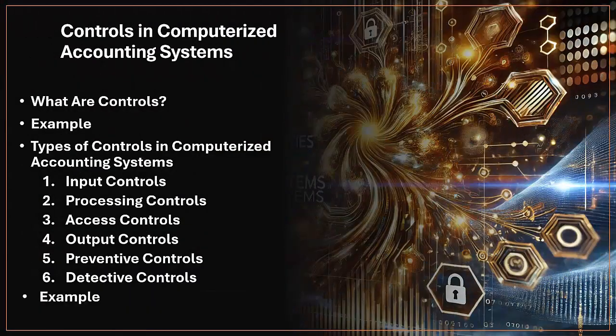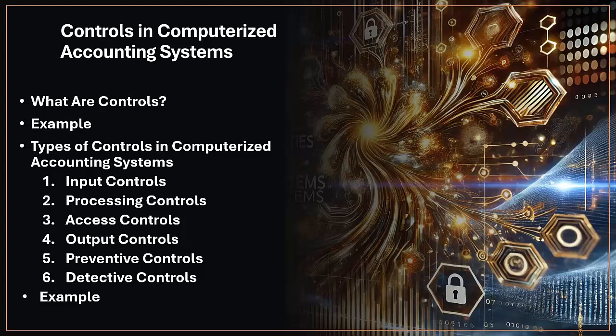Controls in computerized accounting systems. When it comes to computerized accounting systems, controls are an essential feature. Controls are mechanisms, processes, or checks built into the system to ensure that all the data entered is accurate, complete, and secure. These controls are like security guards for your accounting records. They make sure everything works as intended and prevent errors, fraud, or misuse. Let's break this down step by step.